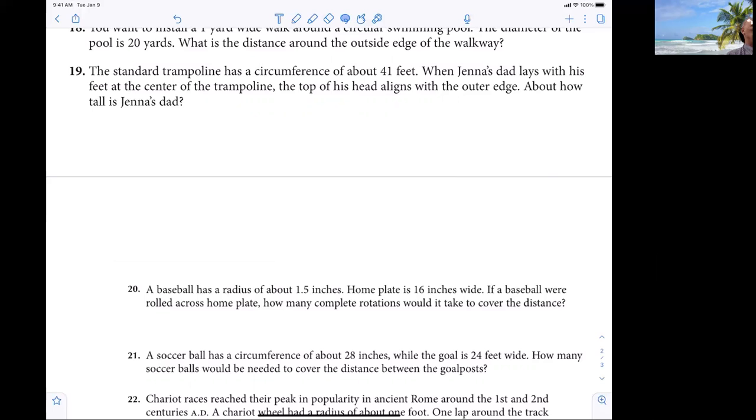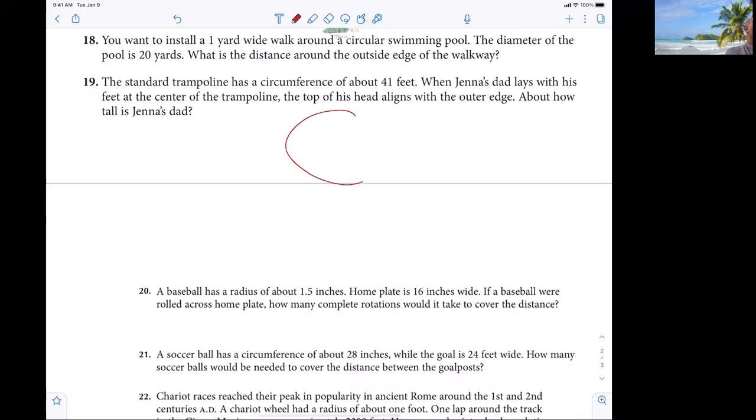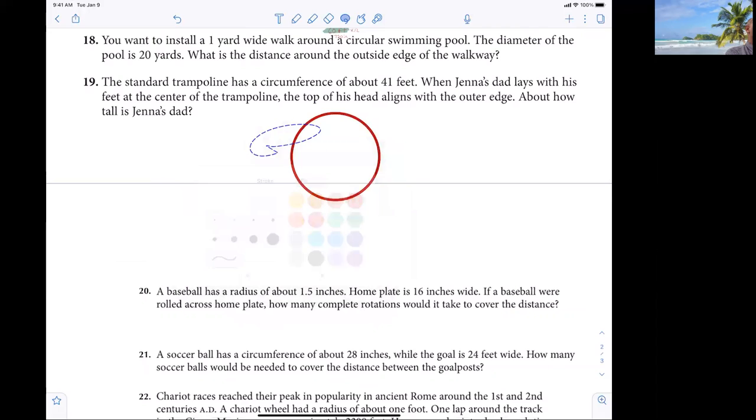Yeah, we definitely have to backtrack. So everybody's going to draw the trampoline. I know everybody knows what a trampoline is. So we're going to draw a trampoline. All right, here's our trampoline. And now, here's the center of my trampoline.